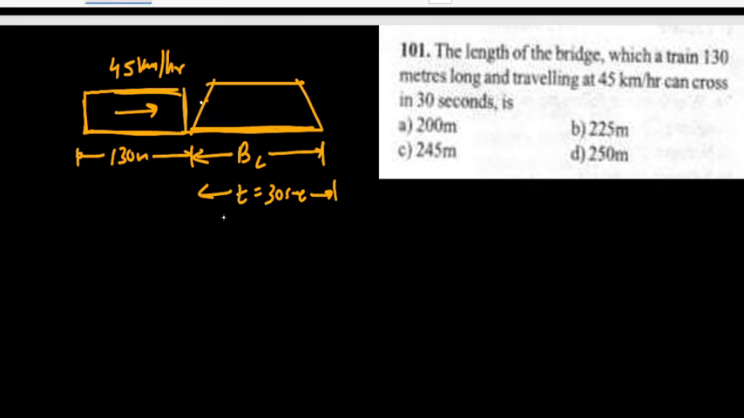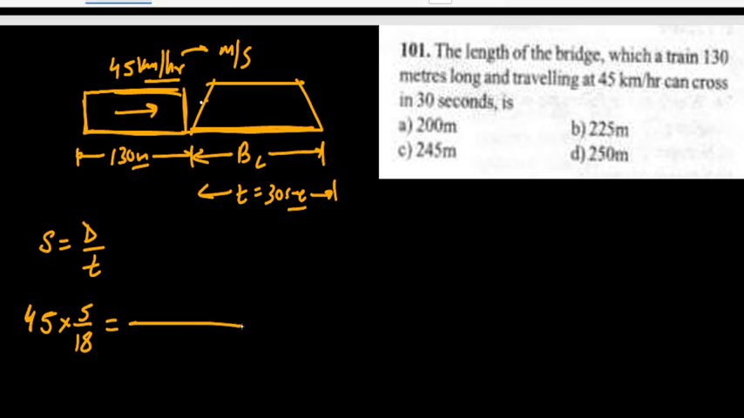Always utilize the same formula. What? Speed is distance by time. Now in this case, what is the speed? Obviously we'll take the speed of the train, because here the moving object is only the train. So the train is moving at 45 kilometers per hour. Now we notice that here it is kilometers per hour, but the remaining is meters and seconds, right? So we have to convert this into meters per second. To convert into meters per second, we multiply by 5/18. This way the entire unit has been converted into meters per second.